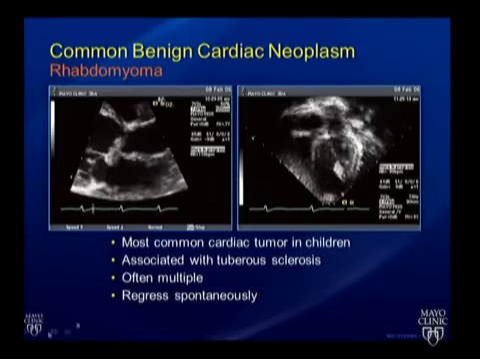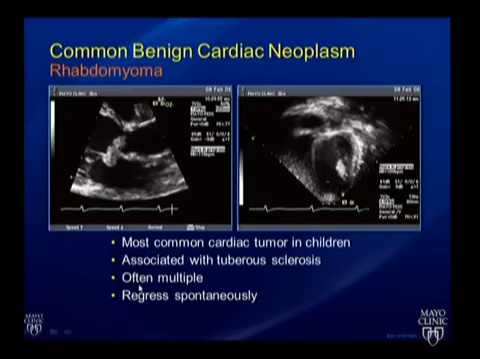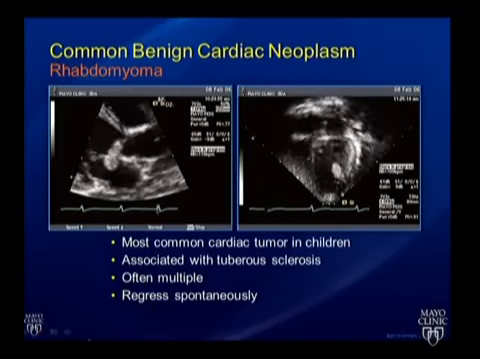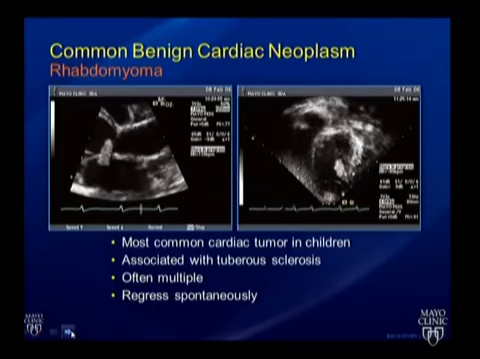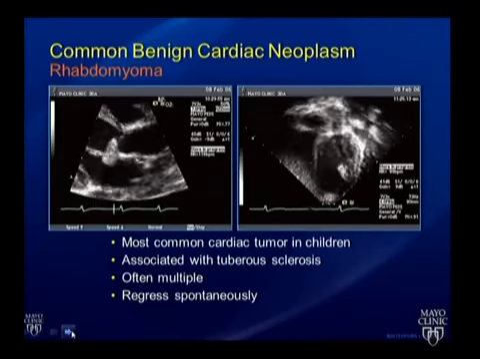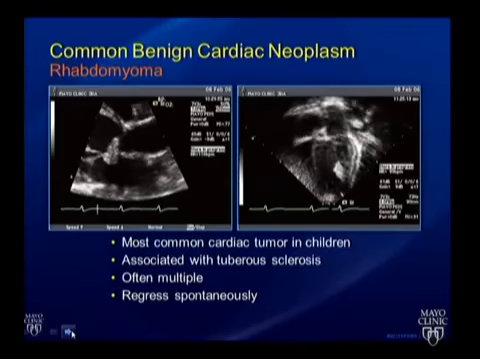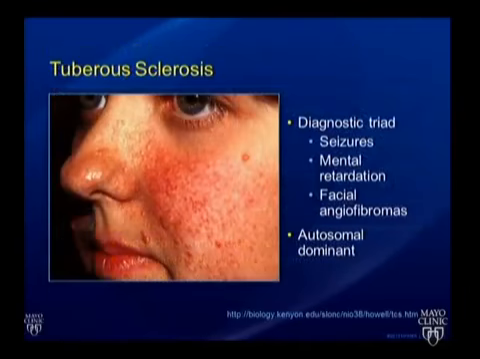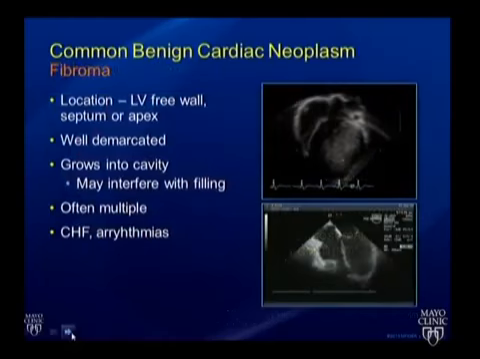The interesting thing about these is that they're associated with tuberous sclerosis. They can be multiple, but they will regress. So unless they're causing a problem that needs immediate treatment, for example, obstruction of a chamber, then you can probably just wait till the child matures and they'll regress enough that they won't cause a problem. This is an example of the tubers that you can see in tuberous sclerosis. The classic triad is seizures, mental retardation, and facial angiomas, and it's an autosomal dominant inheritance pattern.